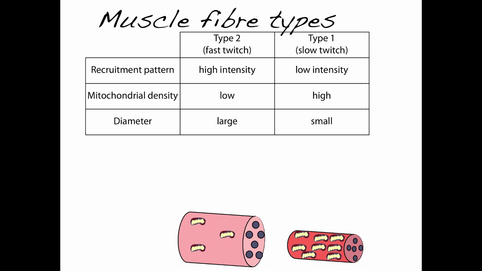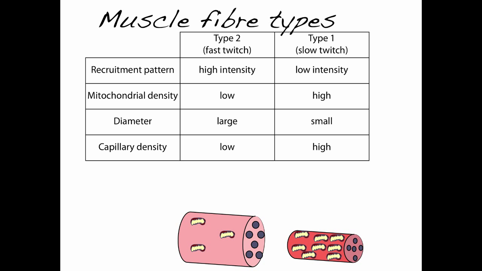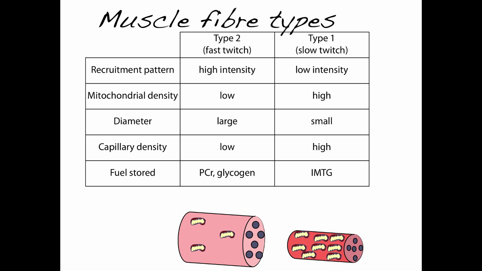For the diameter, your type 2 muscle fibers are very large, protein-packed fibers that allow us to do very high force muscle contractions, where your type 1 are much smaller in diameter. In terms of capillary density, so therefore blood flow delivery, there's going to be less capillaries in type 2 versus type 1. The fuel storage, there's much more fat stored in type 1 muscle fibers. So that's what these IMTGs are, intramuscular triglycerides. So there's greater fat storage. Whereas in type 2 muscle fibers, you're going to have more phosphocreatine and glycogen stored.